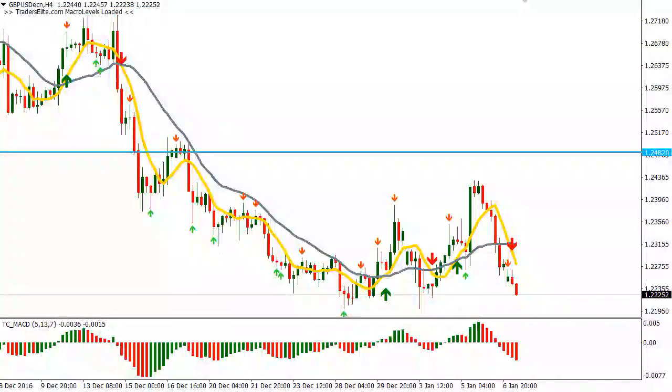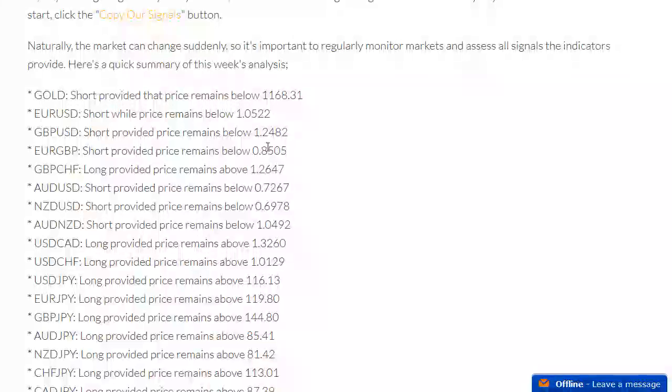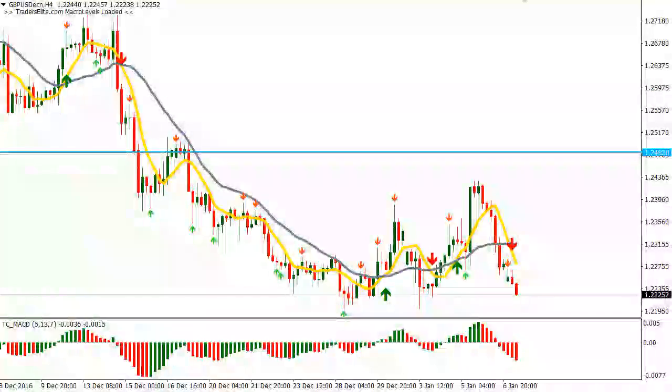Okay, pound. Last week we said short provided price remains below 124.82. So 124.82, it did stay below that. We did get a rally. We got a collapse on itself as well, and this one has continued to fall a fair distance.